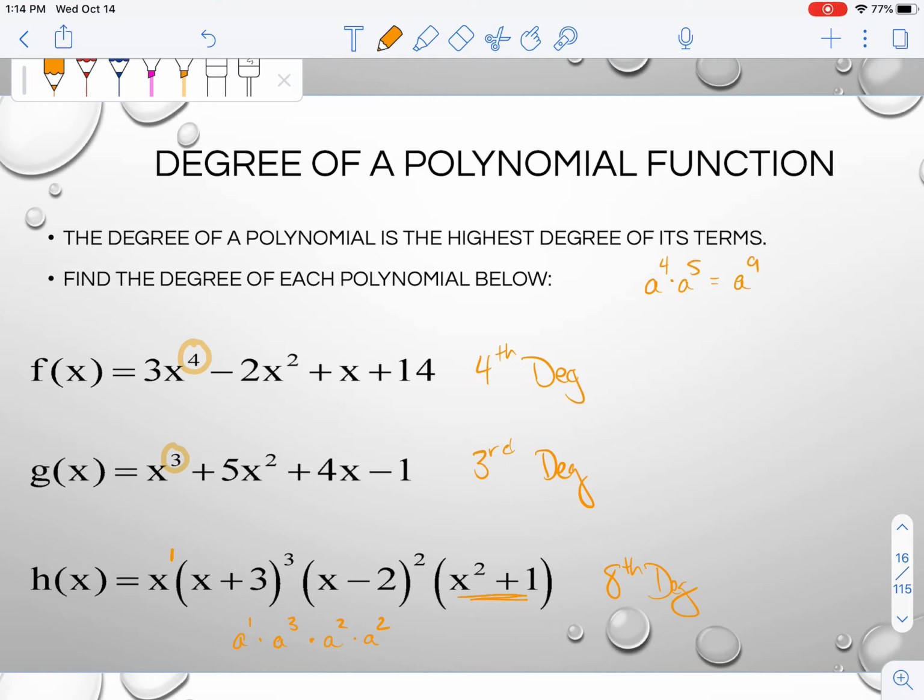And again, think of the exponent rules, right? If I were to multiply that out, what's the sum of my exponents? What's the sum of the degrees of each individual factor, okay?